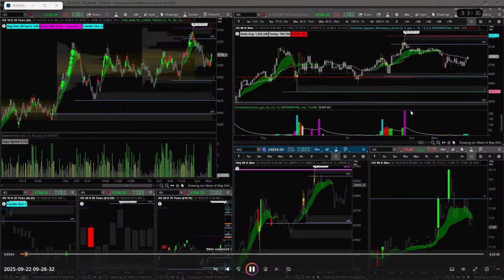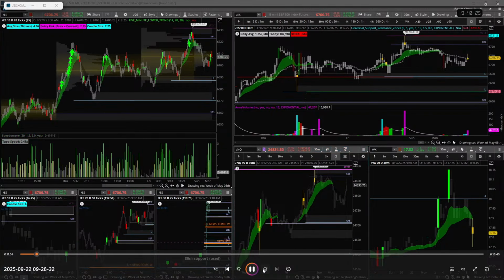I like this here. We have an absorption here. We see that we have buying and then selling that came right in. I think that's absorption here. And then down here price bounces, right? I believe this is Friday's.